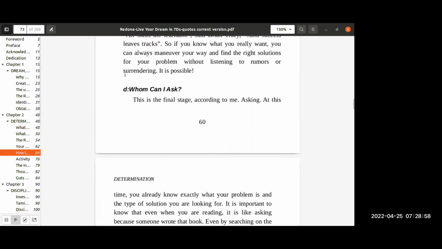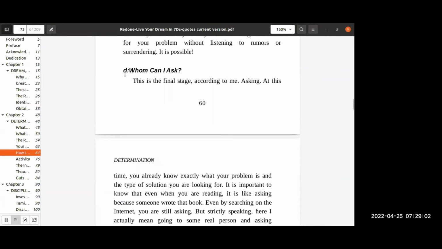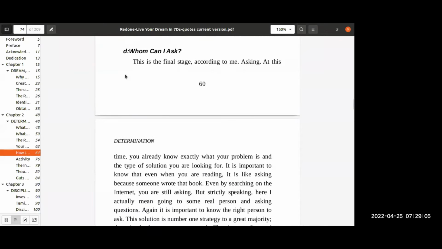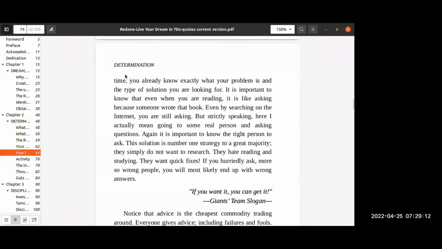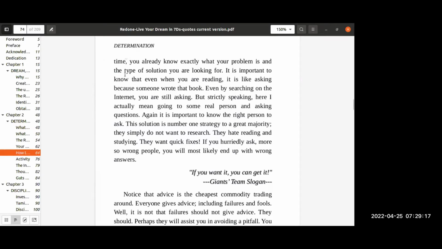Whom can I ask? This is the final stage, according to me. Asking at this time, you already know exactly what your problem is and the type of solution you're looking for. It is important to know that even when you are reading, it is like asking because someone wrote that book. Even by searching on the internet, you're still asking. But strictly speaking, here I actually mean going to some real person and asking questions.